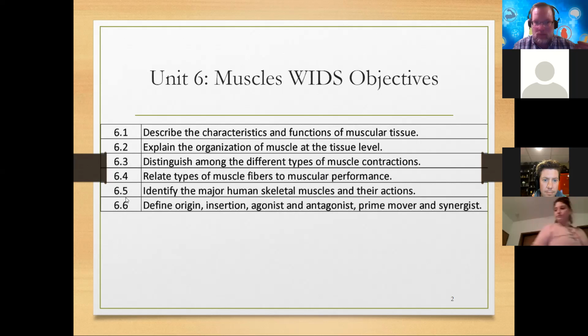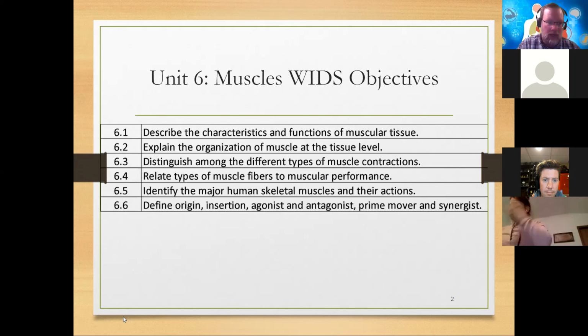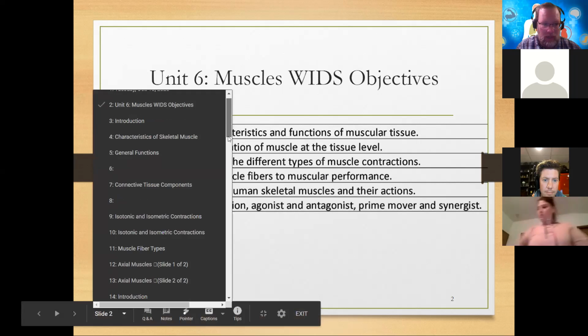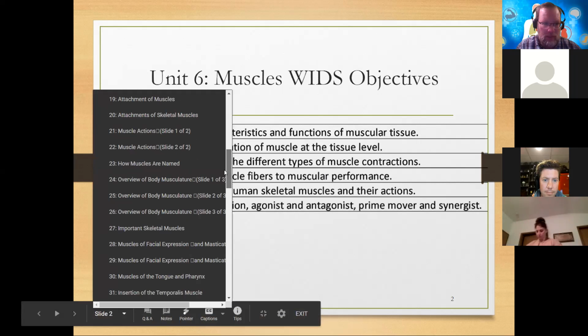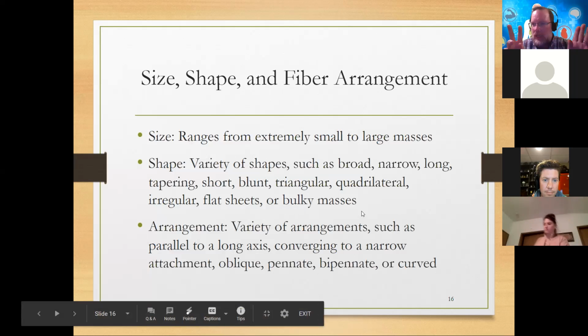So that takes us really to 6.5, which we're going to do on Thursday. 6.6, I just want to discuss just a couple of things briefly with that, and then I want to let you guys go for the evening. Muscle action as attachments. Okay. So just a couple of things real quick, and then we'll conclude.